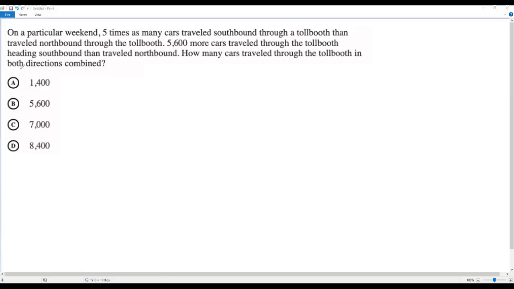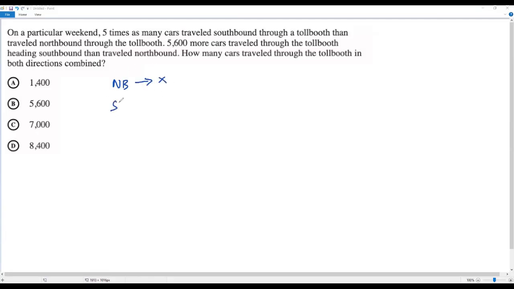So both the directions means southbound and northbound. Okay, there are two pieces of information. The first piece of information compares the number of cars traveled through southbound with the number of cars traveled through northbound. In the second information also we have the same thing. That is the number of cars traveled through southbound with the number of cars traveled through northbound. Okay, now since in both the informations the number of cars traveled through southbound is compared to the number of cars that travel through northbound, I assume the number of cars traveled through northbound as x.